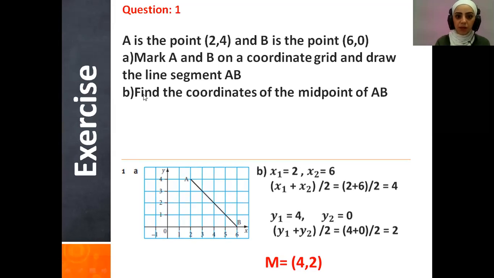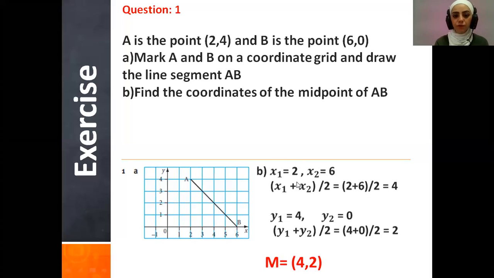In part B, find the coordinates of the midpoint. You can find them from the graph. If you see the question didn't mention, use the graph. The question here didn't mention if they want you to use the graph or to use the rule. So you can directly get it from the graph, and you can get this from the average formula.